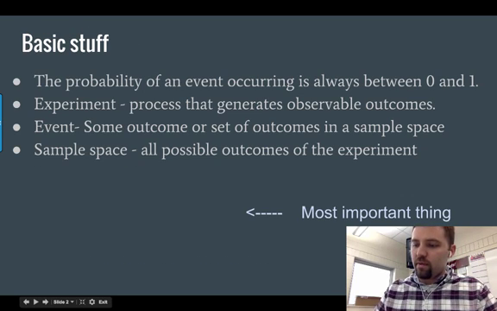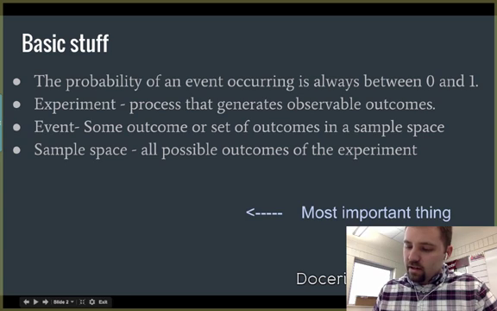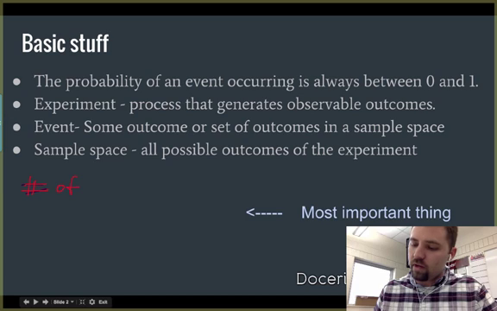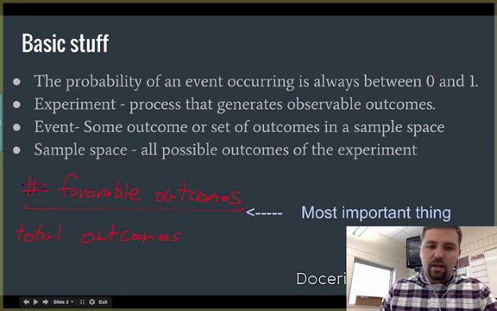Okay, but the most important thing for probability is this. If you want to find the probability of an event, you take the number of favorable outcomes, and divide that by the total number of outcomes. Okay, and so that's what it is.